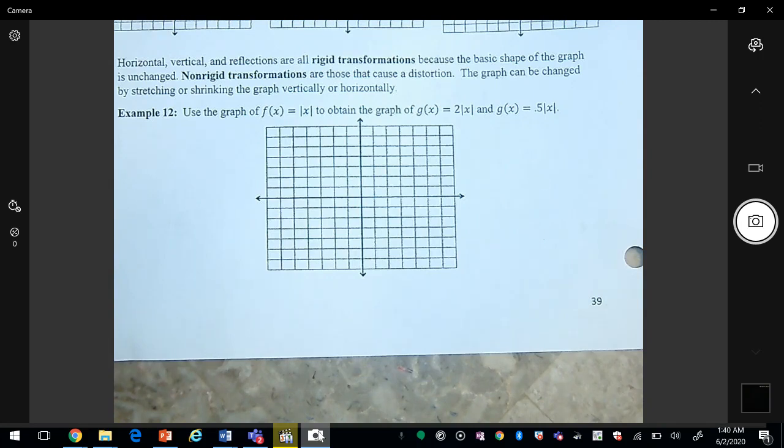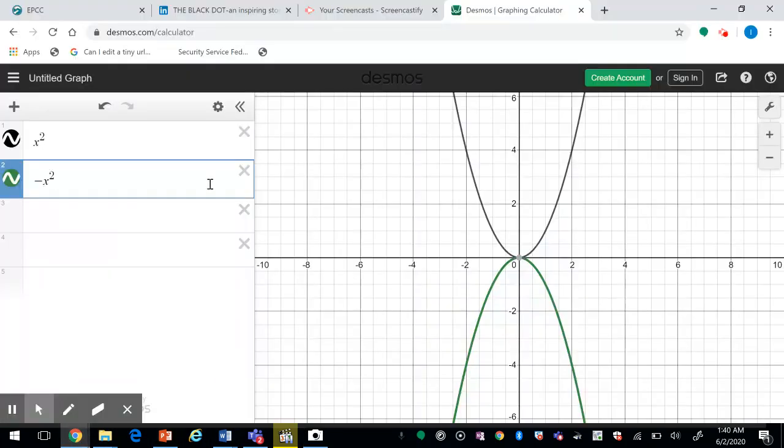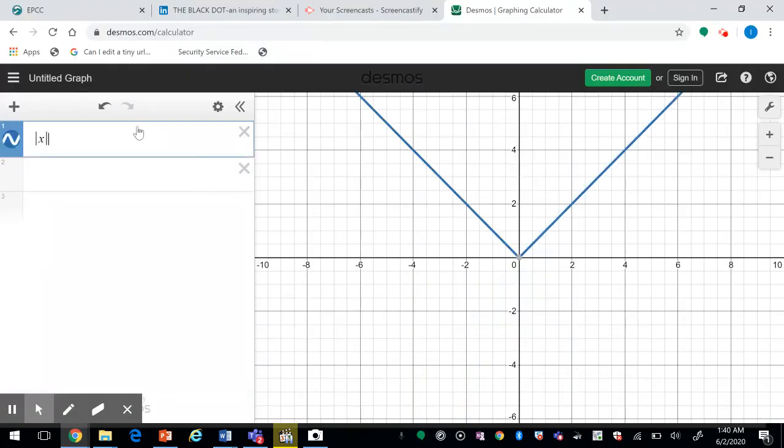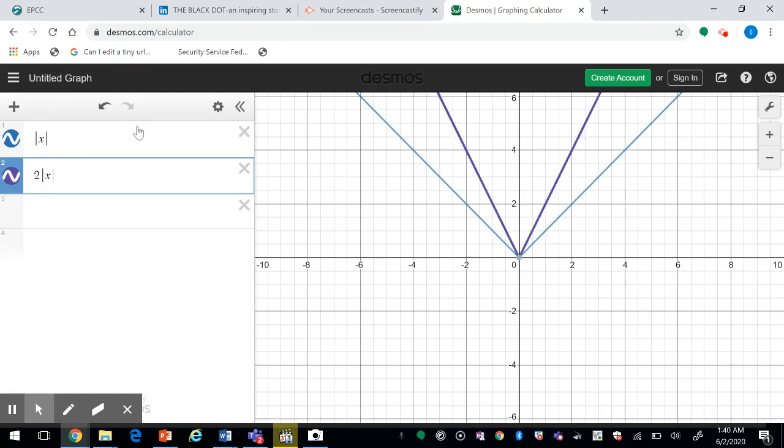So on the next one, let's observe what happens with these graphs. I'm going to use decimals. So I'm going to graph the absolute value of x. And then for the first one, it says 2 times the absolute value of x. And notice that the graph is going to get narrower.